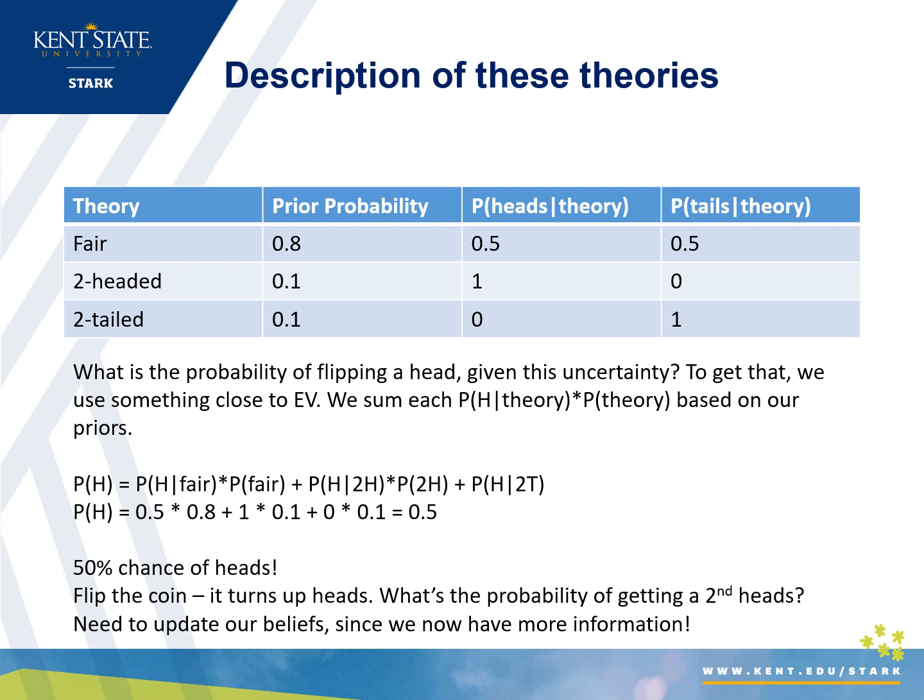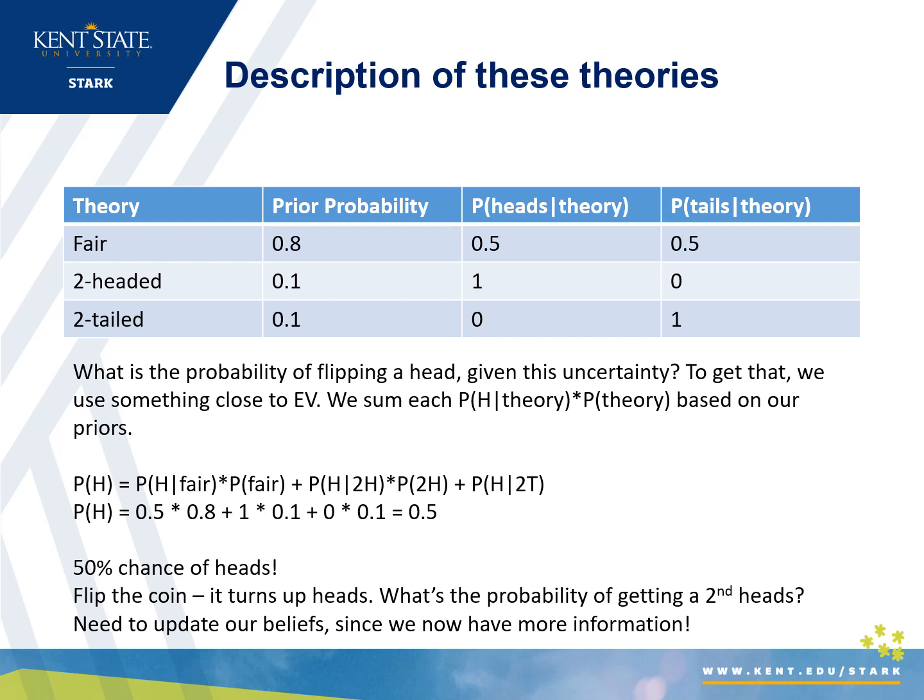Add to that the probability of it flipping a head if it's a two-headed coin, times the probability of it being a two-headed coin, so that'd be 1 times 0.1. Then finally the probability of it being a head, given that it's a two-tailed coin, multiplied by the probability of it being a two-tailed coin, so that'd be 0 times 0.1. Add this all up, and we end up with 0.5, which tells us that there's a 50% chance of heads based on your priors. Now what happens?